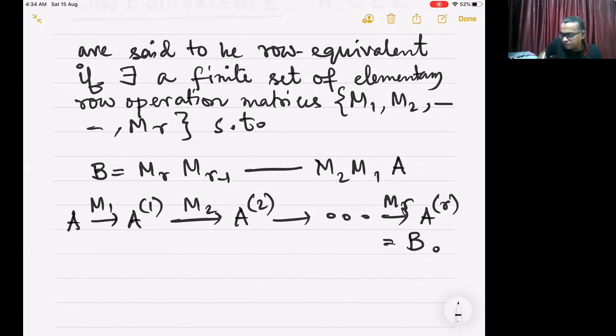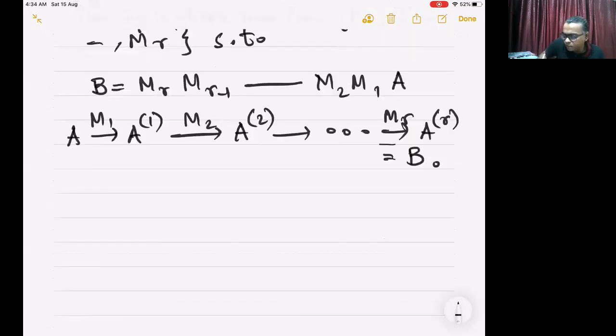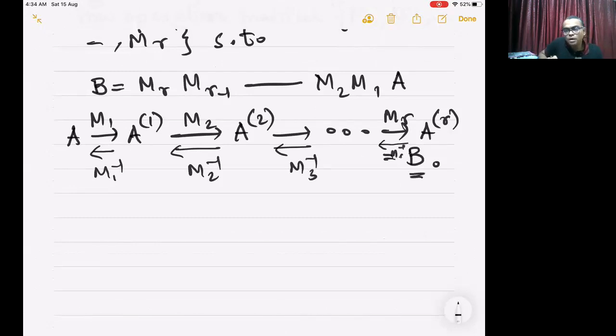Of course, because these are elementary row operation matrices, there will be these inverse matrices also: M1 inverse, M2 inverse, M3 inverse, and so on, MR inverse, which takes B to A. Earlier we had A to B, and because they are elementary row operation matrices, they are invertible. So these inverse operations will take us from B to A. So such things will be called row equivalent.